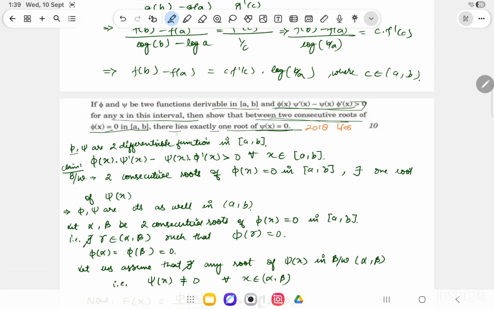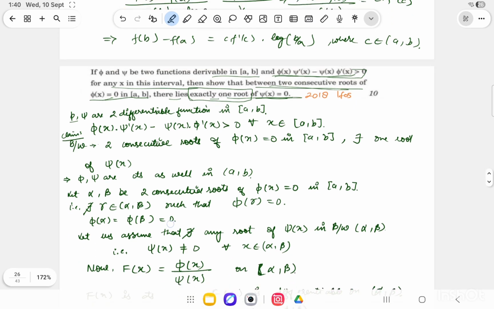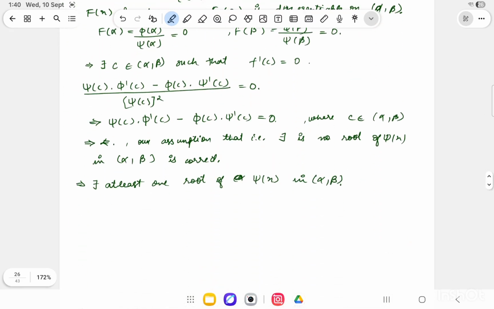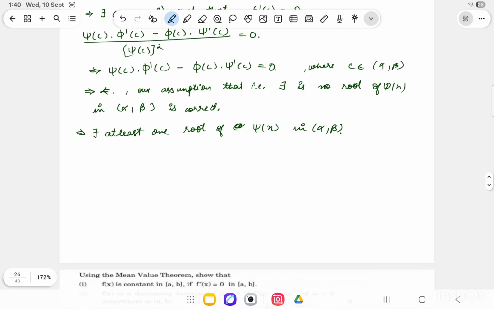But if you see, the question says that there exists exactly one root, but right now we have proved that there is at least one root. We have not shown that that root will be the only root of psi x in between alpha comma beta. So let's prove that there exists exactly one root of psi x in between alpha comma beta.